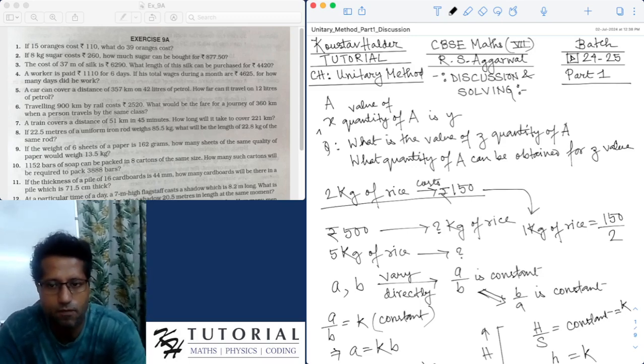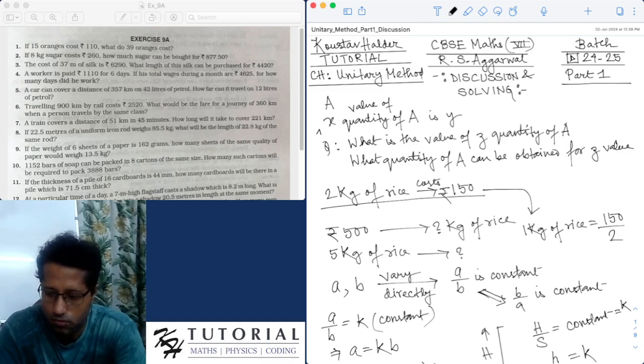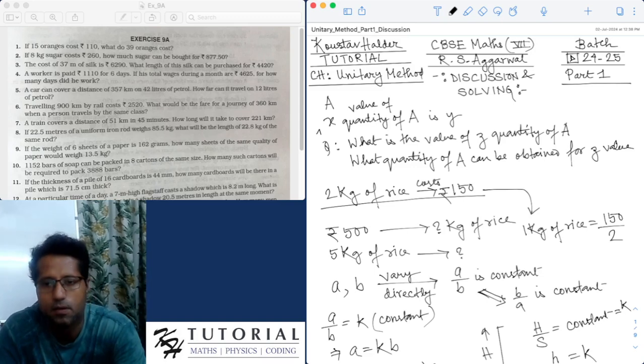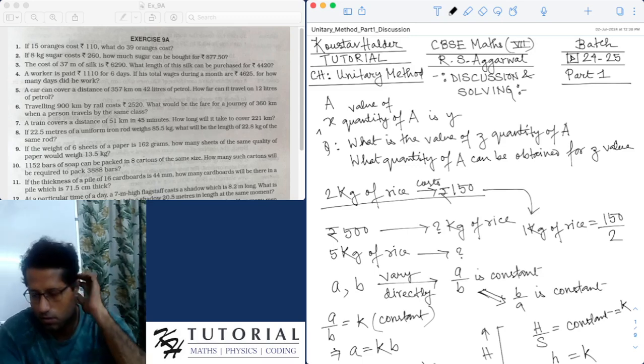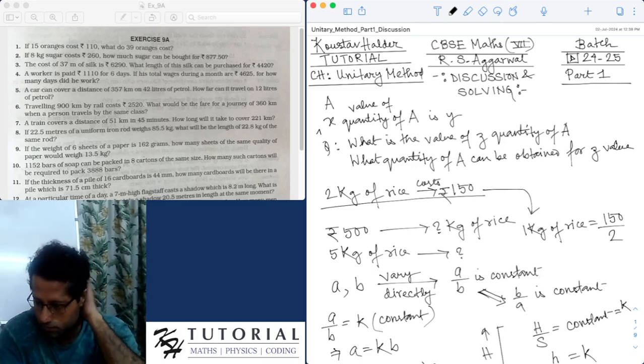So in the next video I will discuss two quantities that vary inversely. That is, we will talk about inverse variation and solve the problems of 9B, and then after that we will solve the objective questions, that is the MCQ, and we'll solve test paper 9. So please stay tuned for the upcoming videos on this chapter.